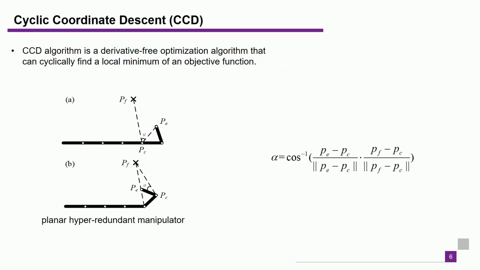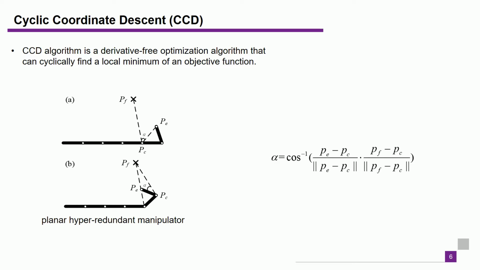For the research contents, let me first show you what the CCD algorithm is. The CCD algorithm is a derivative-free optimization algorithm that can cyclically find a local minimum of an objective function. For IK of a planar hyper-redundant rigid manipulator, in one iteration, the joint angle alpha and the forward kinematics of the whole manipulator will be updated in turn to minimize the distance between the target position and the current endpoint of the manipulator.